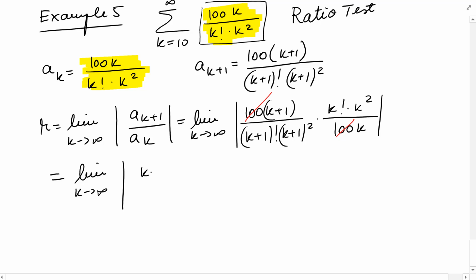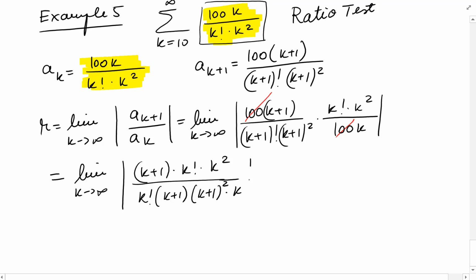So I have k plus 1 at the numerator, and then k factorial, and then k squared. And at the denominator, I have k plus 1 factorial, which can be written as k factorial times k plus 1, and then times k plus 1 to the second times k. So in this case, k factorial cancels, and I'm left with degree 2 in the numerator, and in the denominator it's a second order and first. So the degree of the numerator is 2, and the degree of the denominator is 3.